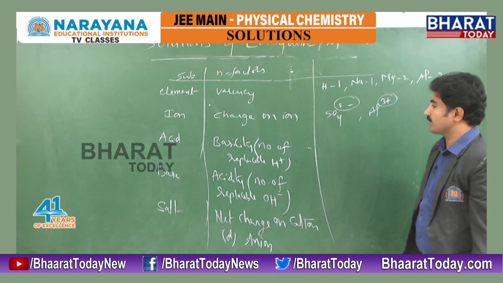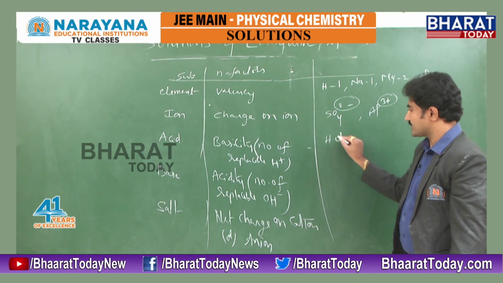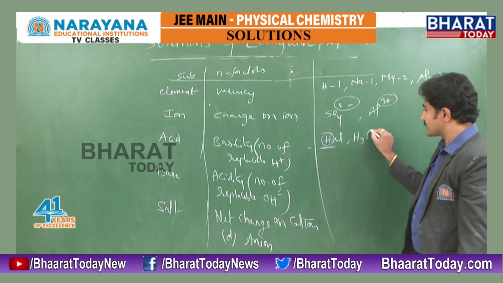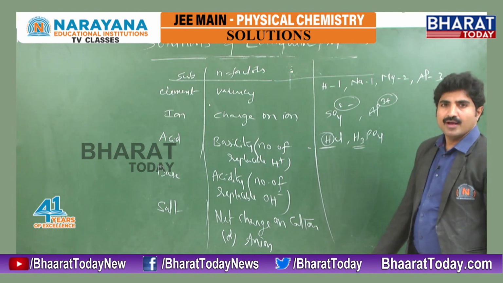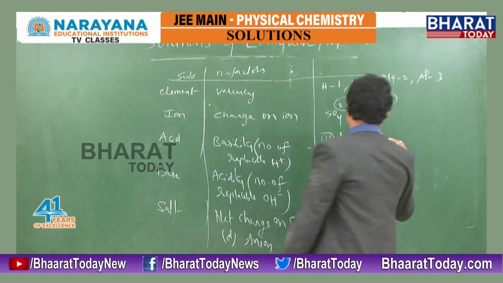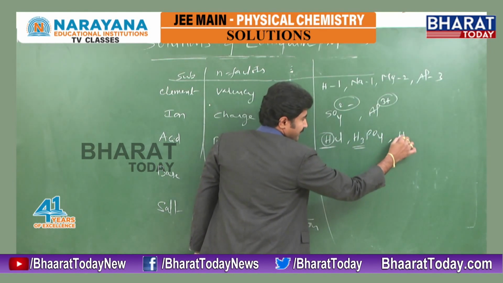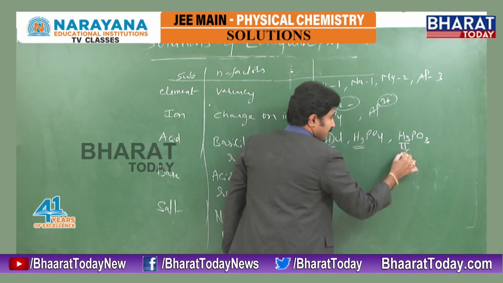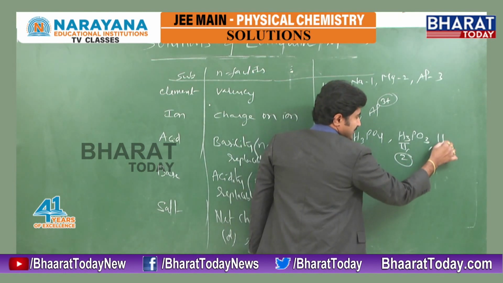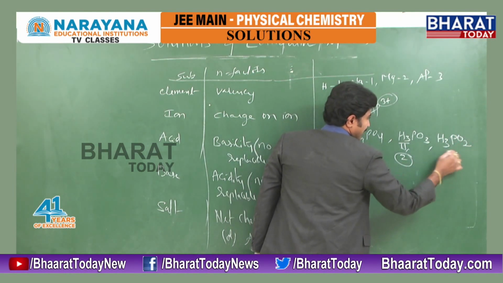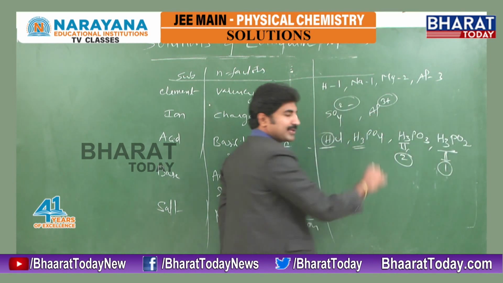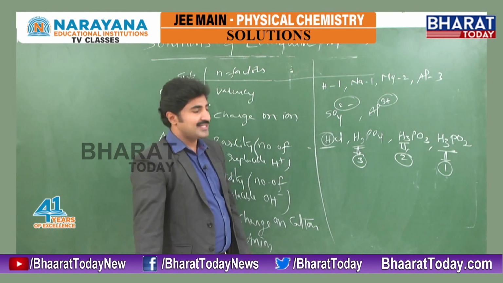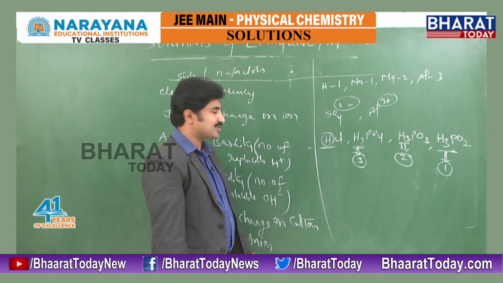Acid, what is acid? N factor is basicity. So here HCl is considered, its number of replaceable H plus is 1. Phosphoric acid, H3PO4. There are 3 replaceable hydrogens. Suppose if it is phosphorus acid, H3PO3. As per structure, there are only 2 replaceable hydrogens. Hypophosphorus acid, H3PO2. As per structure, there is only 1 replaceable hydrogen. For phosphoric acid, n factor is 3. Phosphorus acid 2. Hypophosphorus acid is 1.